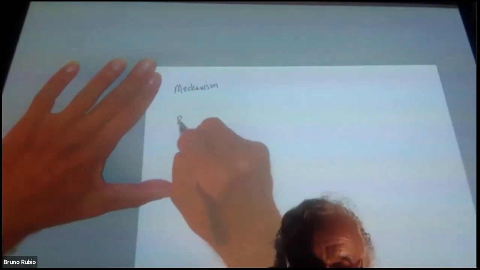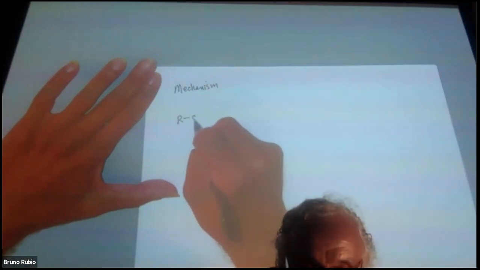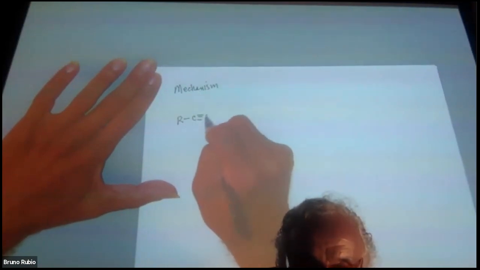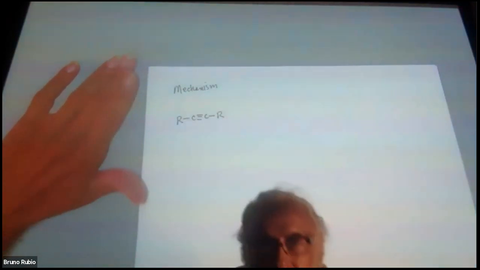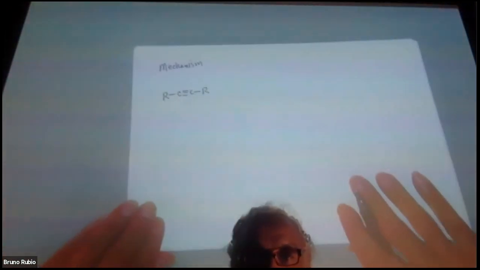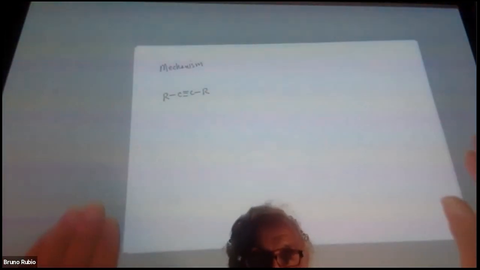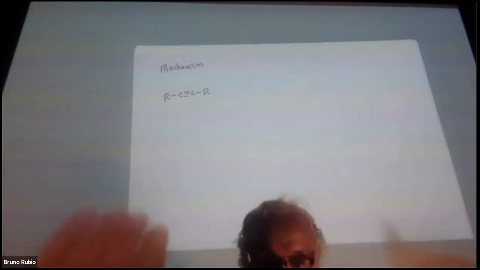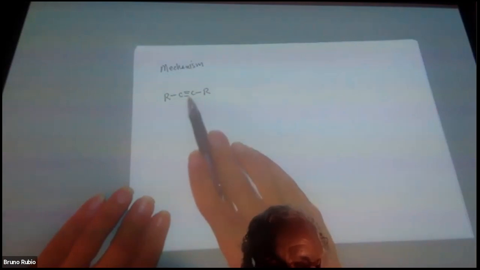So the alkyne, that's just the traditional, conventional way of writing an alkyne, but let's change it up a little bit. You see these lines here? See all of these lines here?